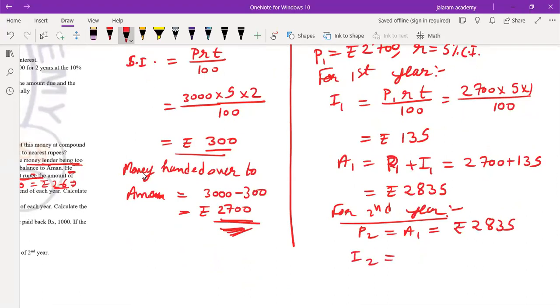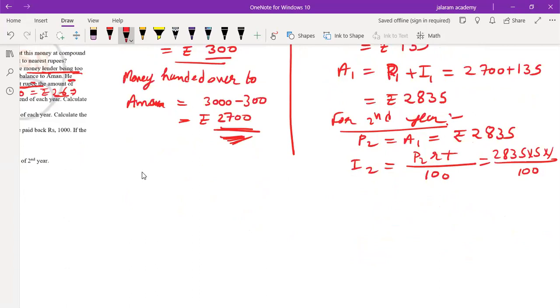Now we will find the interest for the second year, which is PRT by 100. P2 is 2,835. Rate is 5, into 1 over 100. 14175, decimal after 2 digits. So rupees 141.75 is the interest for the second year.